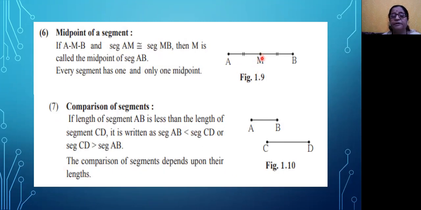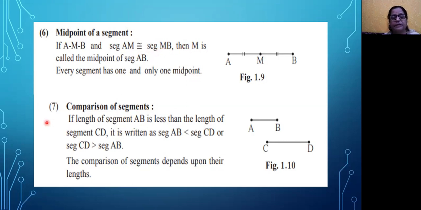Next, we are going to see the midpoint. M is the midpoint of AB. In segment AB, M is the midpoint. Midpoint means it makes two equal parts. AM is equal to MB, meaning AM's length is equal to the length of MB. So segment AM is congruent to segment MB. That is how we can read it.